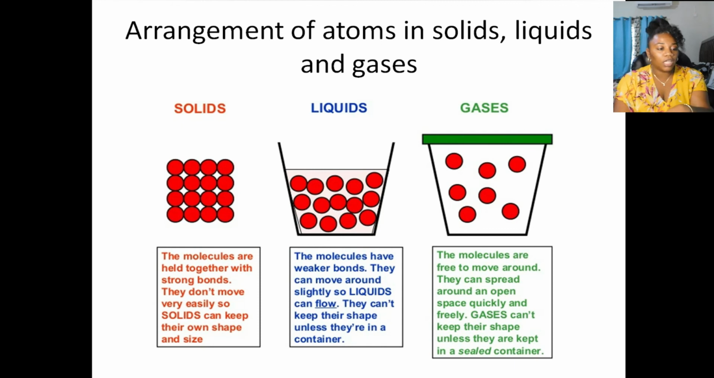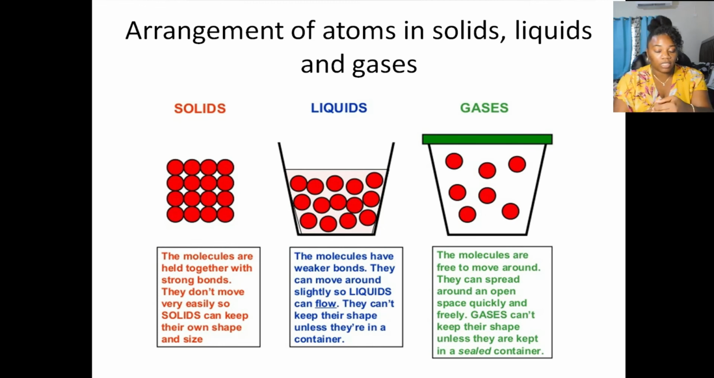In solids, the atoms are very closely arranged. They're held together tightly by very strong bonds, and they're able to keep their shapes. In liquids, the molecules have weaker bonds, and they're able to glide past each other. Okay? They're not able to keep their shape. They conform to the shape of the container holding them.